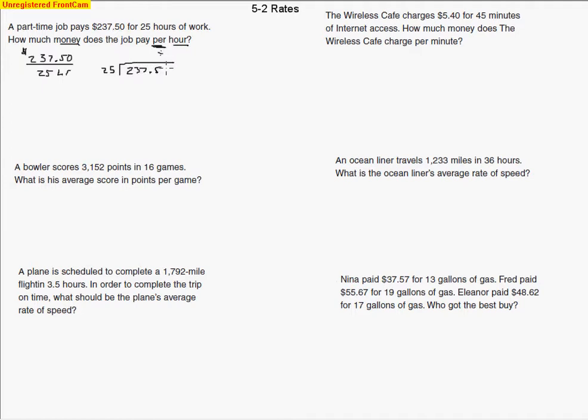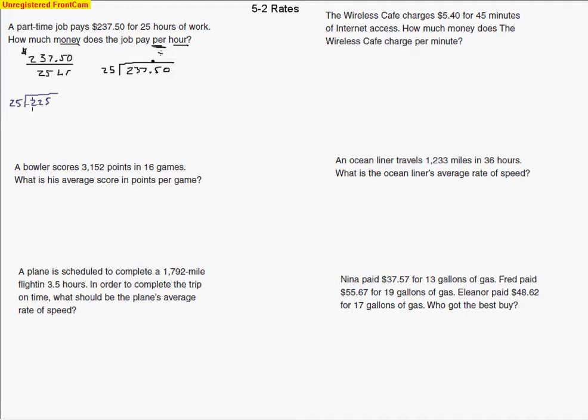$237.50. So I'm going to bring that decimal point straight up into the quotient. That's the first step I'm always going to do. And then I'm going to start with the division. 25 into 237. So it seems kind of tough, but think of quarters. If I had 25 cents, how many quarters go into, let's say, $2.25? Because $2.25 ends in a 25, so we can figure out how many quarters that would be.